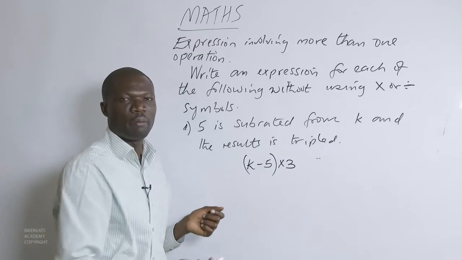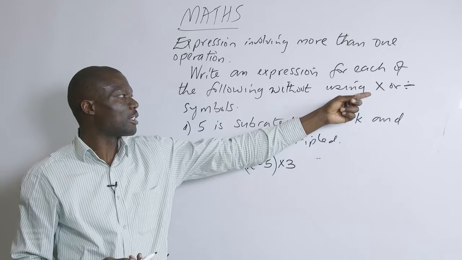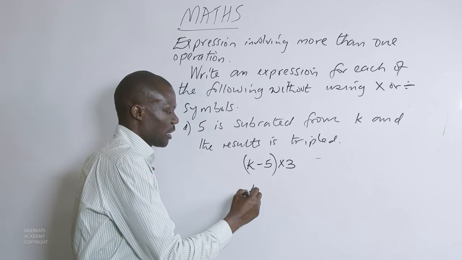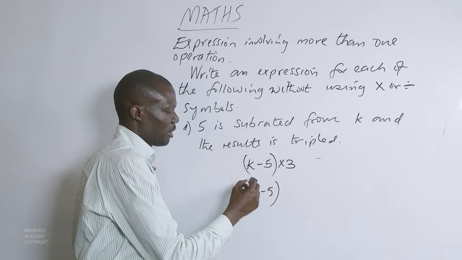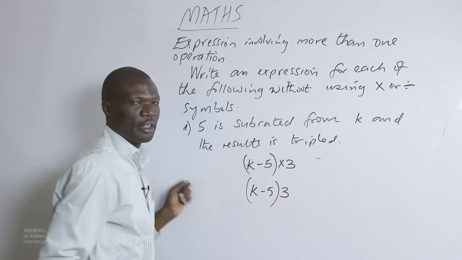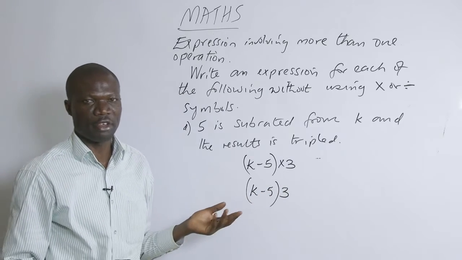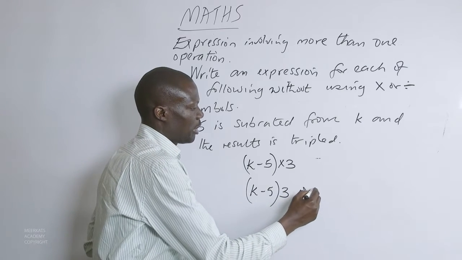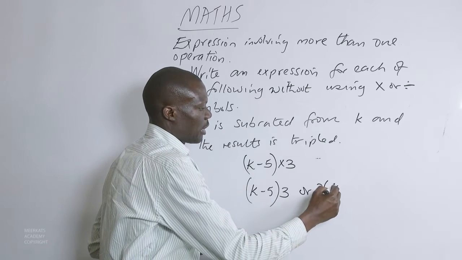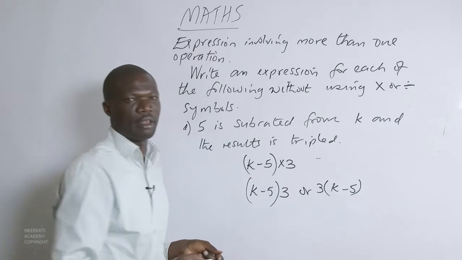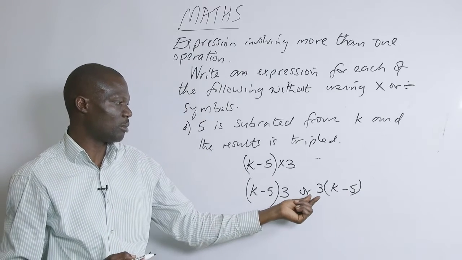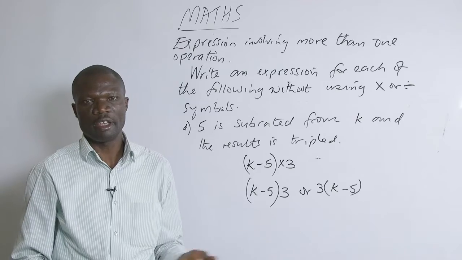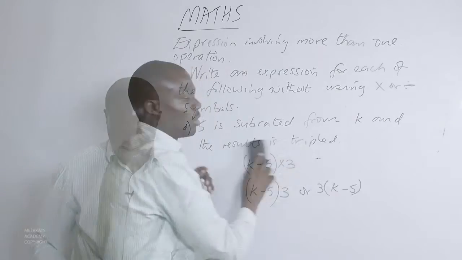Now the multiplication symbol is supposed to be avoided. So we shall have it as k minus 5 in brackets, times 3, written as (k minus 5)3. Or it can be 3(k minus 5). Still we see that it is simply tripling the result of k minus 5.